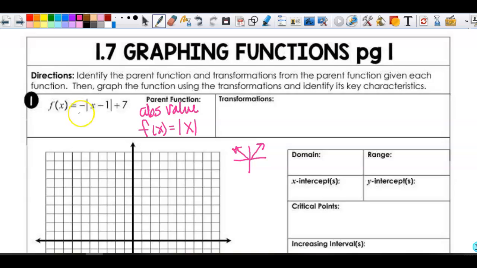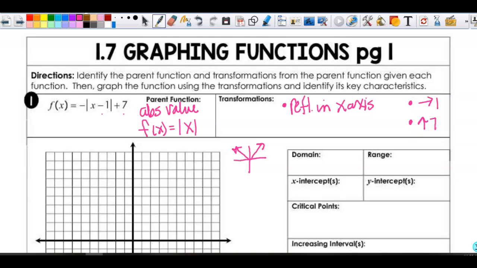So I have 1, 2, 3 going on here. So that negative means that I always have a reflection. This negative happens after the absolute value, so it affects the y value. So it means it's a reflection in the x-axis. Then the 1 and the 7 are both translations. The -1 means I go to the right 1. And the +7 means I go up 7.